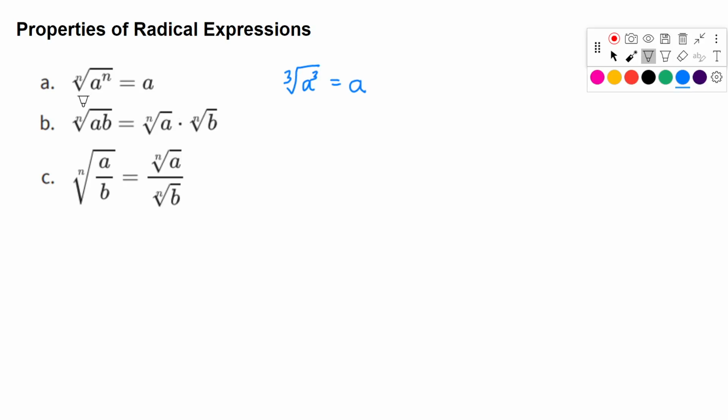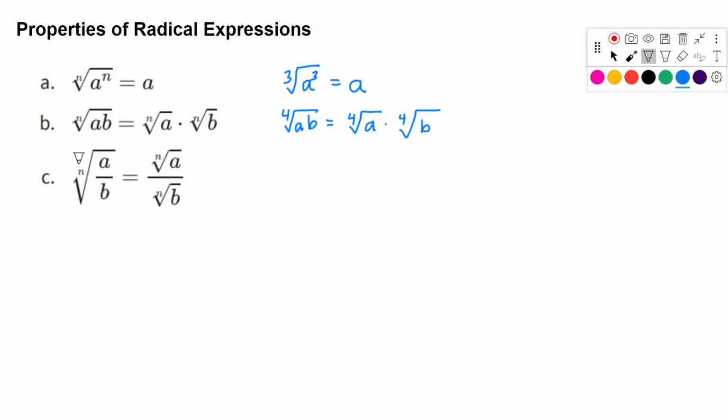This next property, the nth root of a product ab, works like the power of a product with exponents. If I have the nth root of a times b, I can separate that as the nth root of a times the nth root of b. So if I had the fourth root of a times b, that would equal the fourth root of a times the fourth root of b.